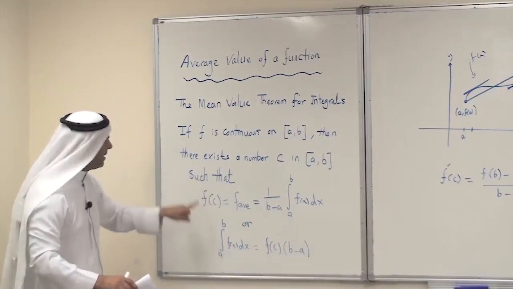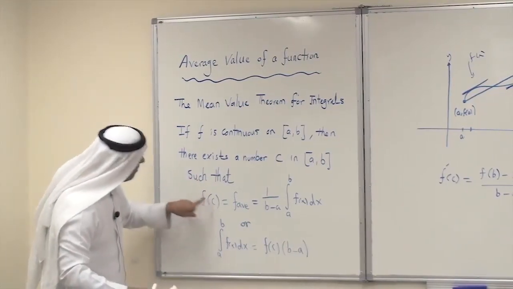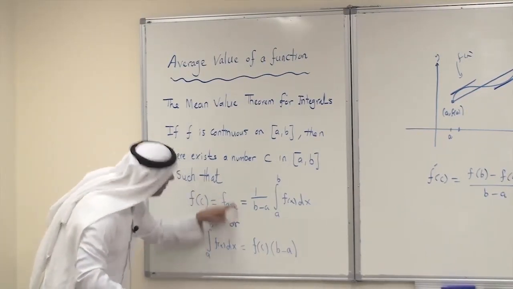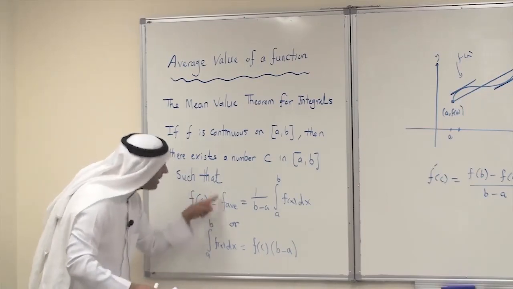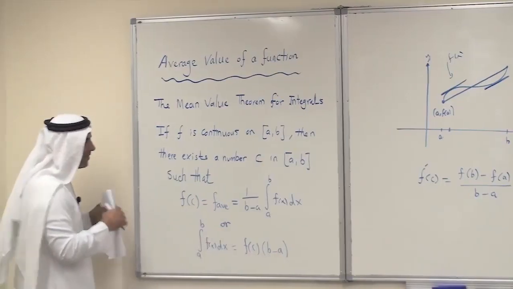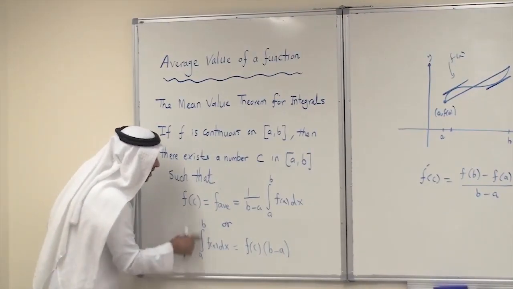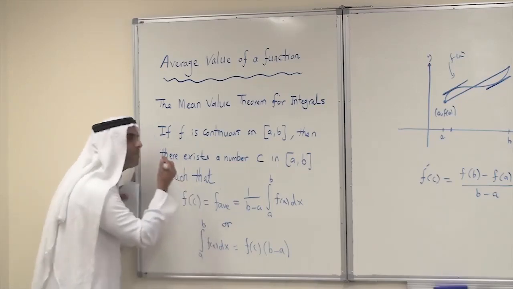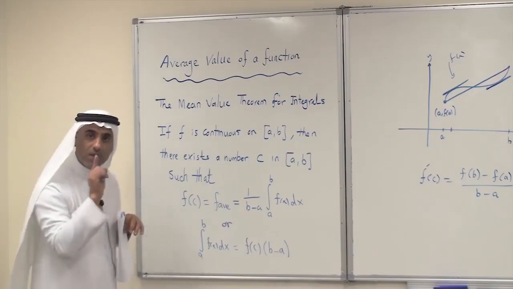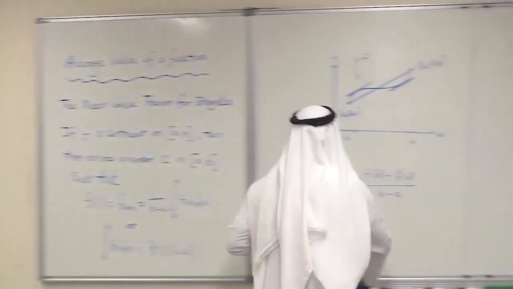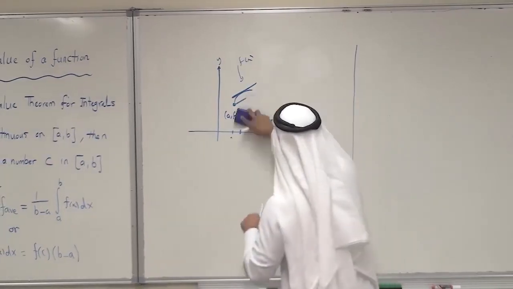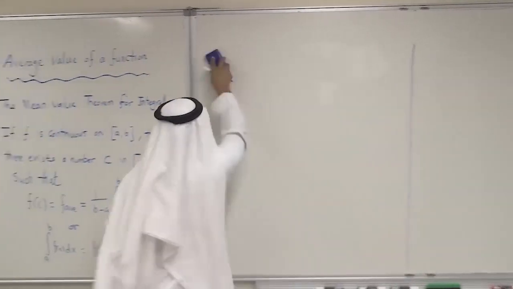Always, there is some c for which the value of the function, his grade, is exactly equal to the average of the function. Or you may look at it from a different point of view: the integral, which represents the net area, can be represented by one rectangle only. Let us see this in the previous exercise we did, the geometrical meaning.